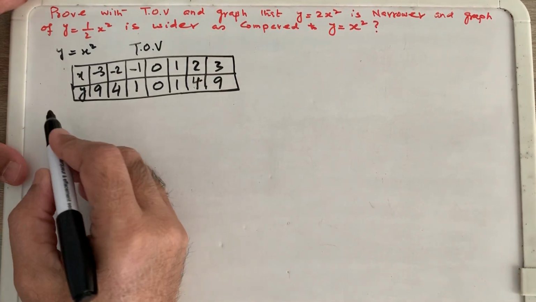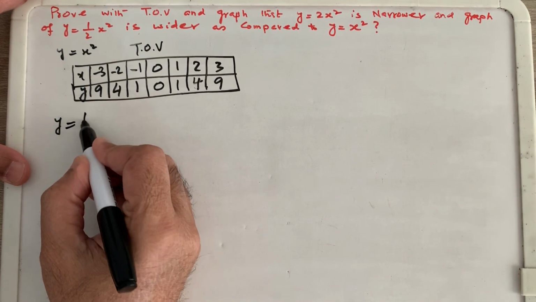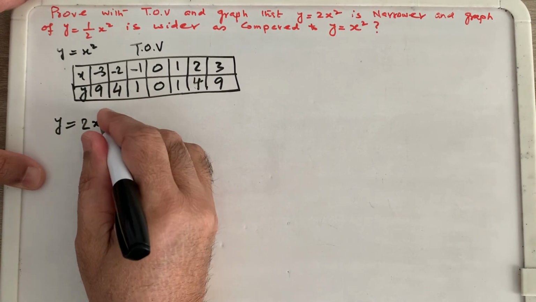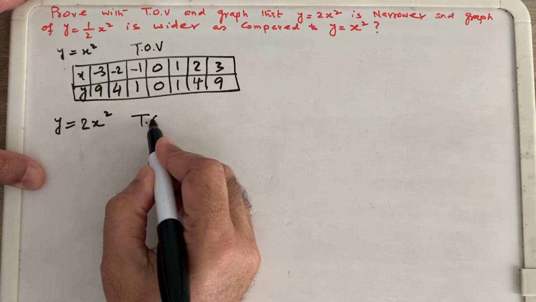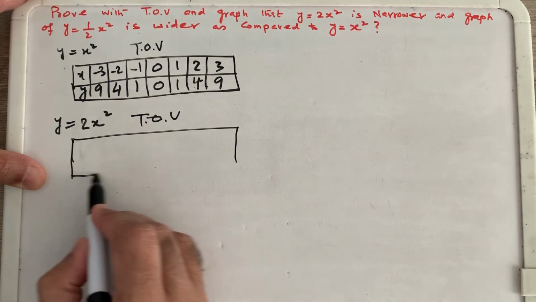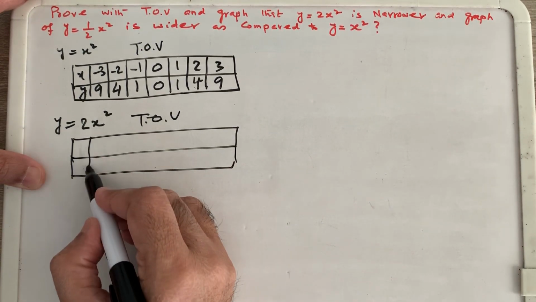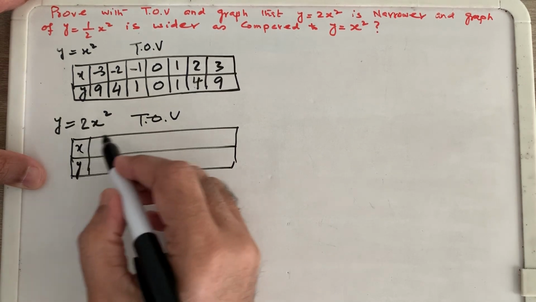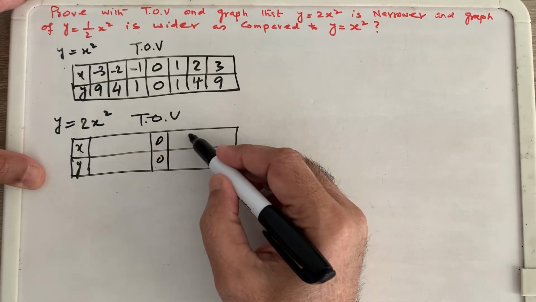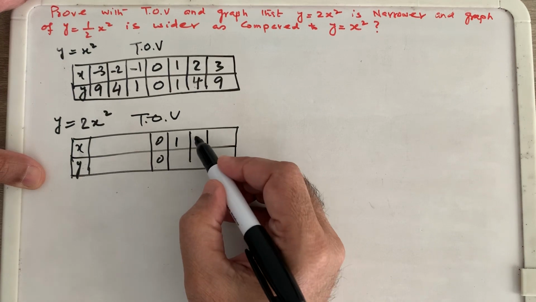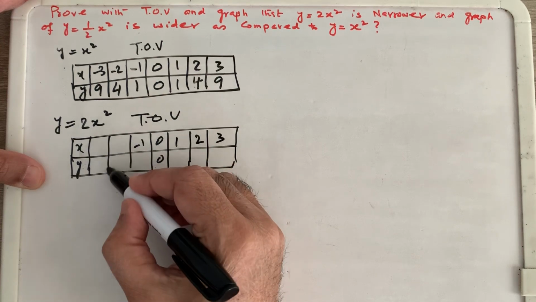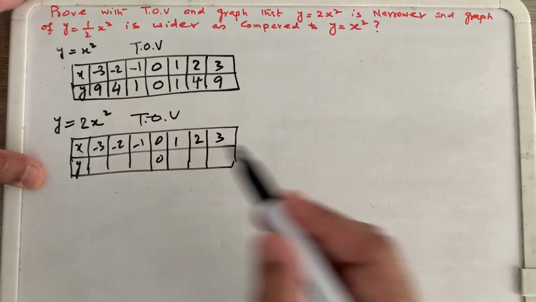Then we make the second table of values, which is y = 2x². We make T.O.V. again the same way, same procedure. We make x and y columns. You can make columns or you can make it horizontal, it's the same thing. So this is 0, 0, and then we have three values, x for 1, 2, and 3, and then we calculate y. Then we put minus 1, minus 2, and minus 3, and we calculate y.